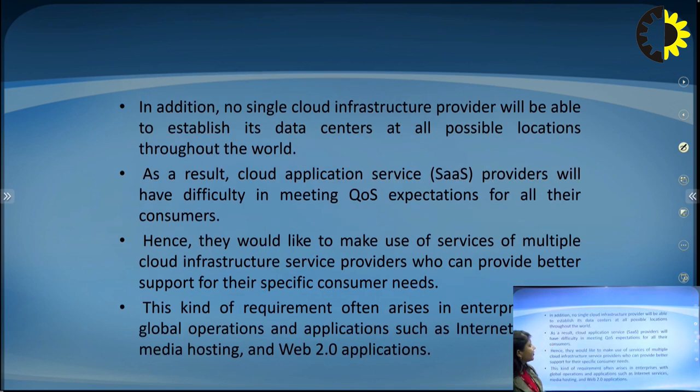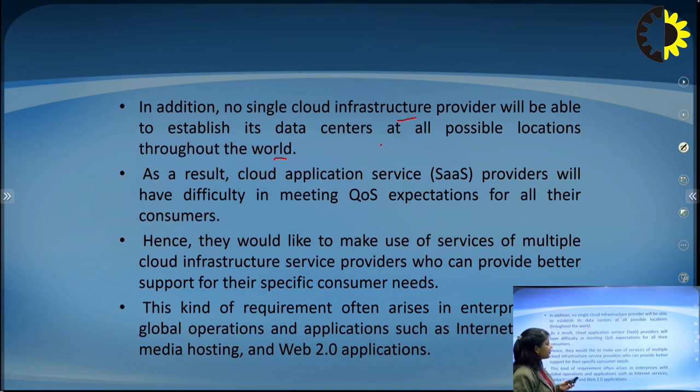In addition, no single cloud infrastructure provider will be able to establish its data centers at all possible locations throughout the world. So this is a drawback if we take the service from Amazon, and Amazon has its data center in the Bangalore site. All the data is going to be stored at the Bangalore data center. There is no single common infrastructure that will cover locations throughout the world. So data centers are limited, and the range of network bandwidth will also be limited. This is one of the issues.